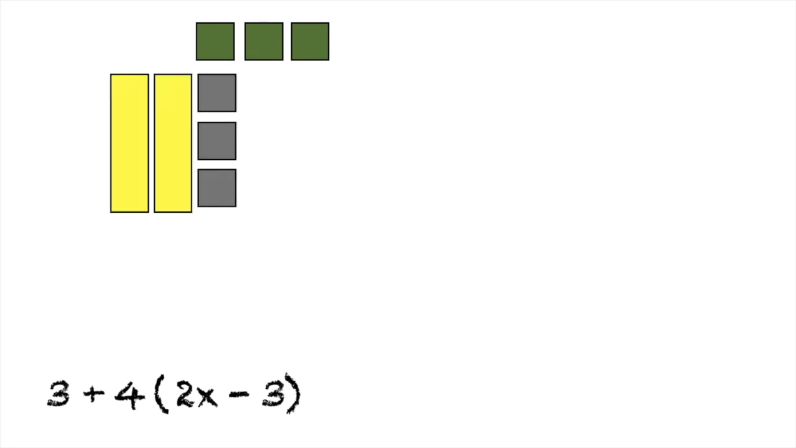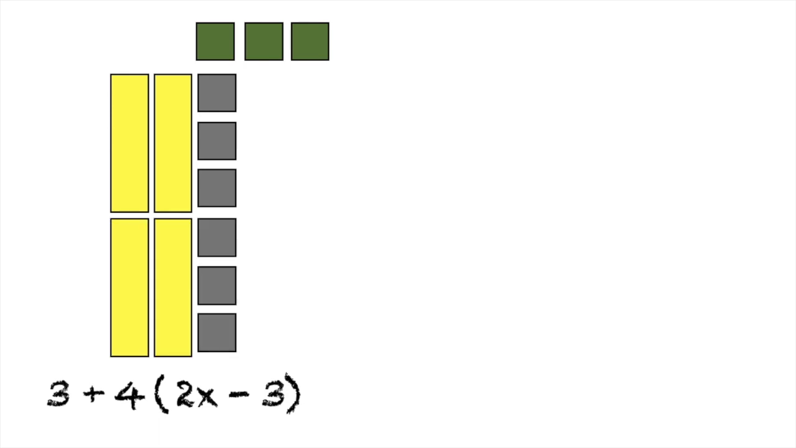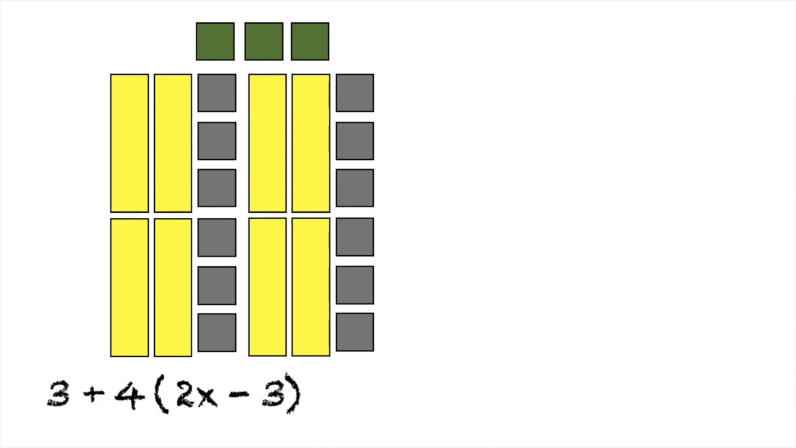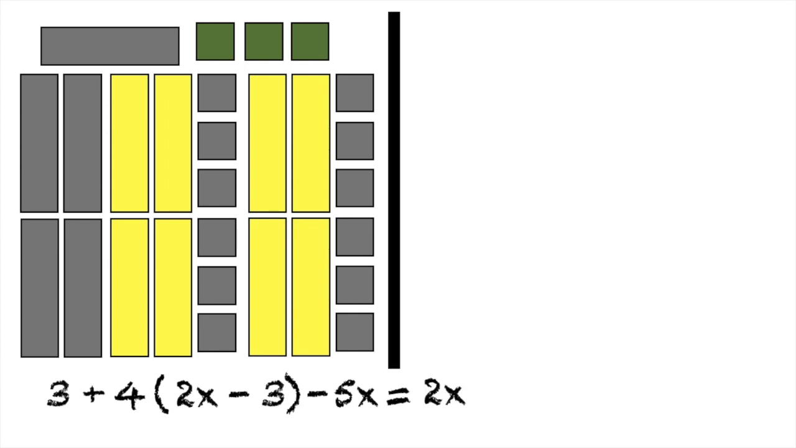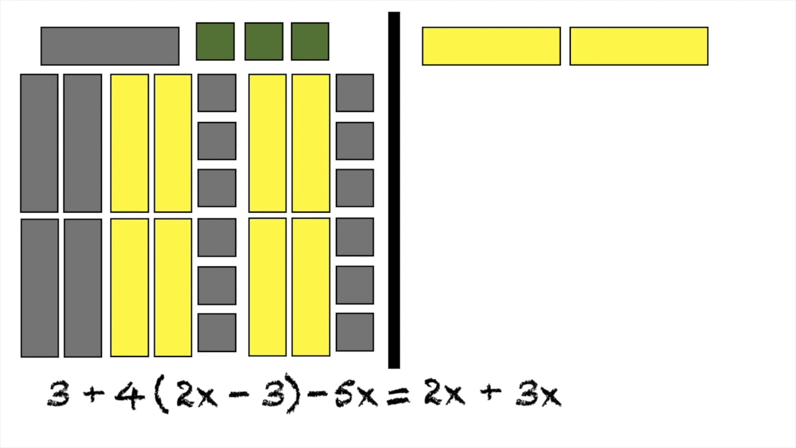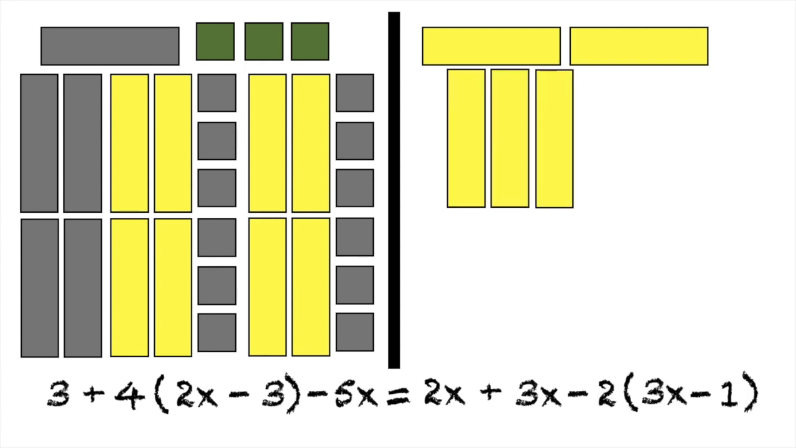Again, we have 3, there's our 3 units, plus 4 times 2x minus 3. So this one we have 2 x pieces and 3 negative tiles. 4 times of that, that's 1 time, 2 times, and then 3, then times 4. And then we'll have minus 5x, so we will take 5 negative x pieces there. And then it's equivalent to 2x plus 3x and then minus 2 times 3x minus 1.